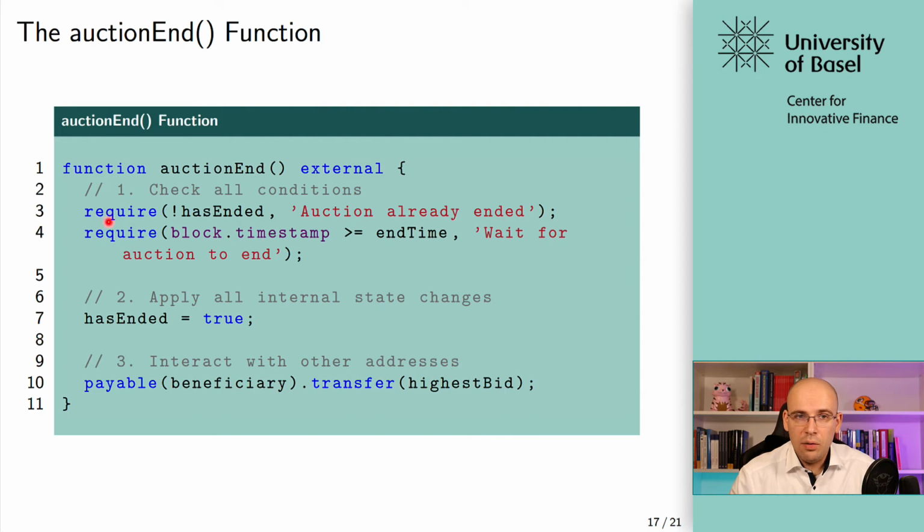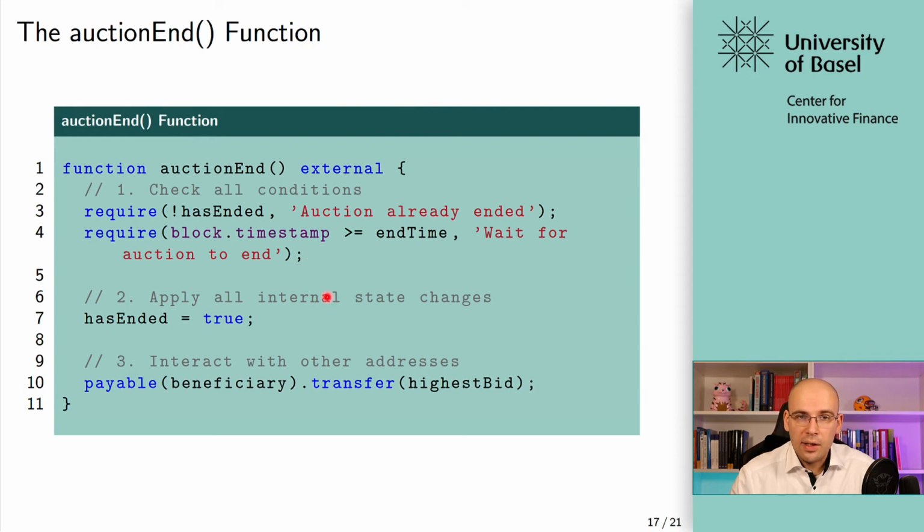So basically what we do first is we require that the auction has not been ended before. If it already has been ended, then there is no reason to call it again, and we throw the error message auction has already been ended. Then we require that the block timestamp is larger or equal to end time, and if that is not the case, then we say wait for auction to end. So you cannot end it when the end time has not been reached yet.